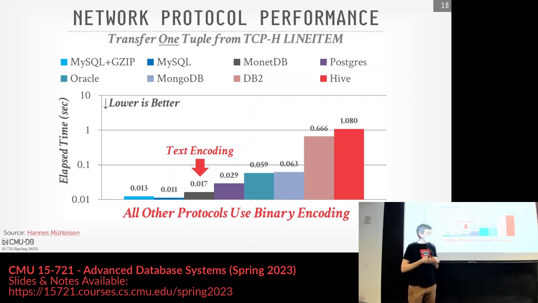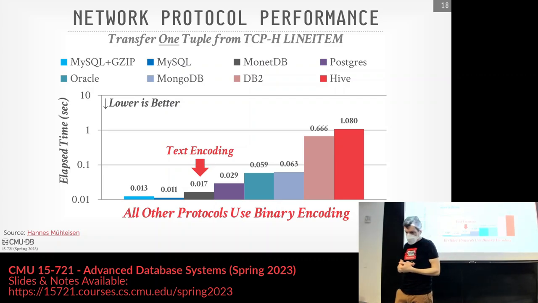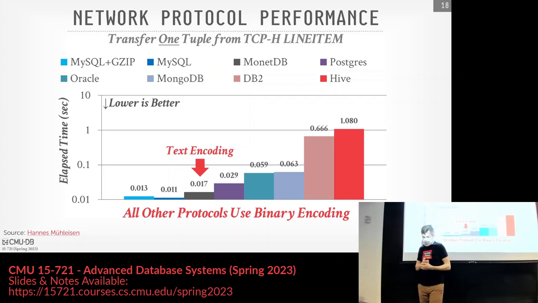For Hive, I think the reason why they're the slowest is that because it's going over Thrift, the amount of additional metadata they're storing for sending back that one tuple is super high. And then for DB2, the reason why they think it's slower is pure conjecture, they don't know, but they suspect it's because it's doing acknowledgments at the application level in the network protocol. So TCP is doing acknowledgments, and the database system is also doing acknowledgments with the client.